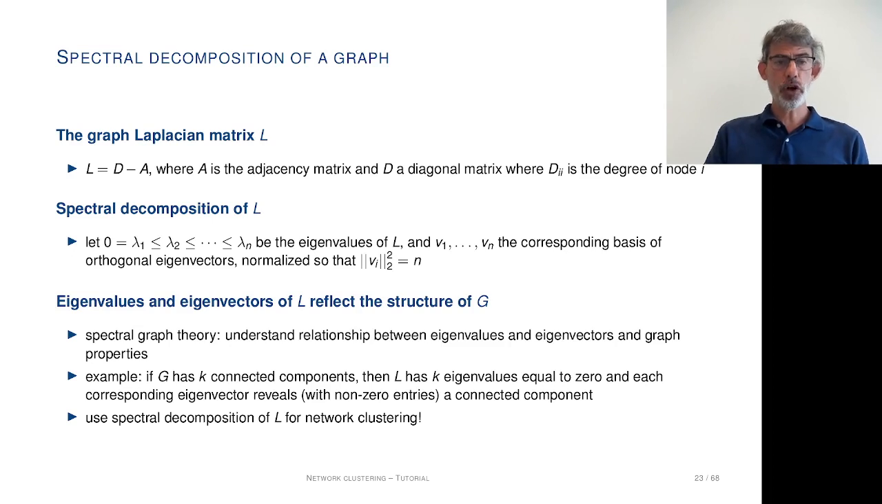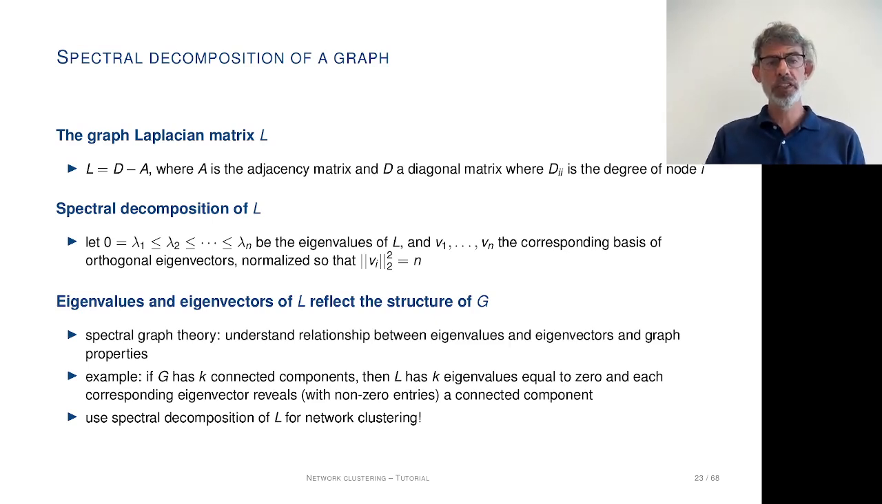Now we have this decomposition of the Laplacian, and the key idea here is that these eigenvalues and eigenvectors of the Laplacian reflect something about the structure of the graph. Spectral graph theory is the area of graph theory that studies the relationship between these eigenvalues, eigenvectors, and graph properties. A very nice example is the following. If my graph has k connected components, then the Laplacian has k eigenvalues equal to 0. Moreover, the corresponding eigenvectors reveal the connected components. Basically, the entries of the eigenvector with non-zero values correspond to the nodes of that connected component. It's a very nice result in spectral graph theory.